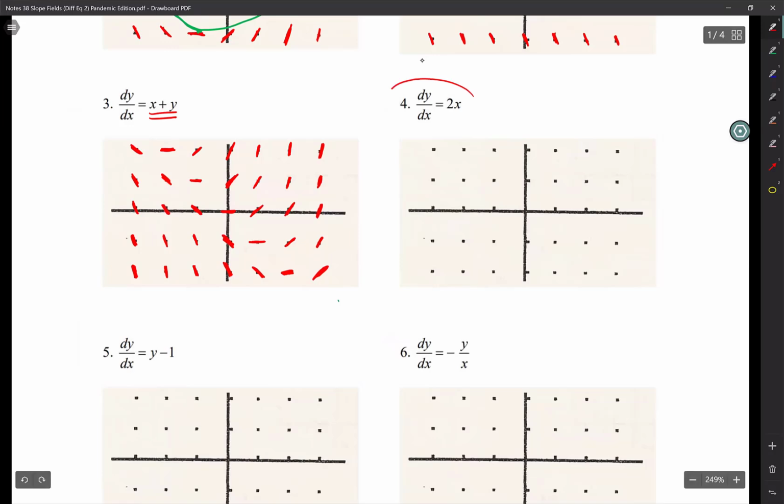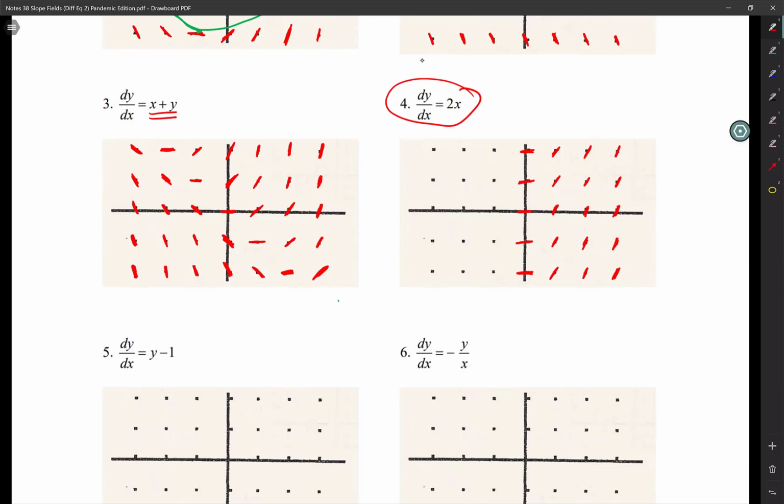This one is only affected by the x value. Simple. So the y-axis needs to have slopes of 0. 0, 0, 0, 0, 0. The x equals 1, slopes of 2. 2, 2, 2, 2, 2. The x equals 2, slopes of 4. 4, 4, 4, 4, 4, and then slopes of 6. Make it a little steeper than the other one.